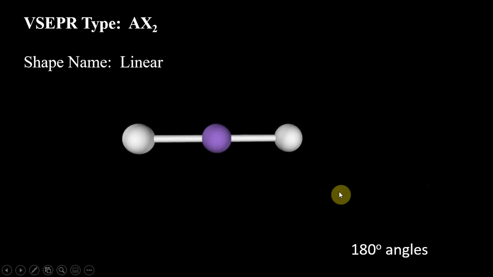All right, here you go, the shapes. AX2 is the first one. It's the simplest. Basically, three atoms bonded together. They're 180 degrees apart from each other, and so bond angles are 180 degrees. It's the simplest of the structures.